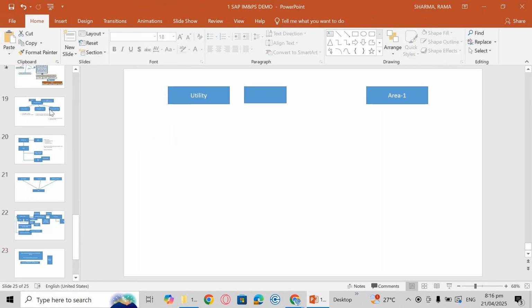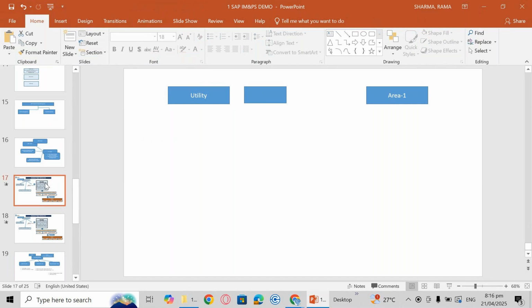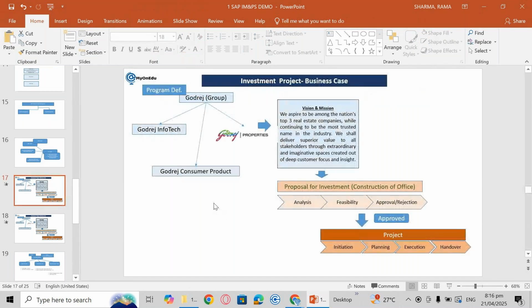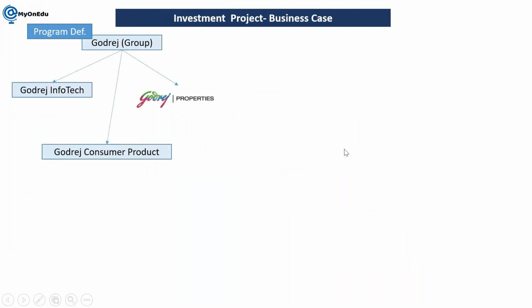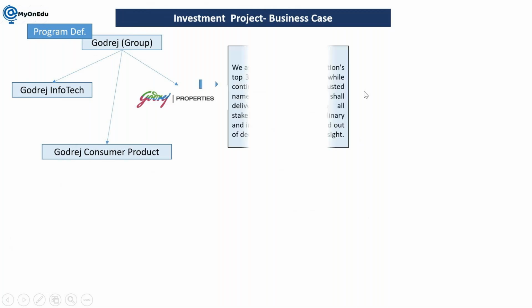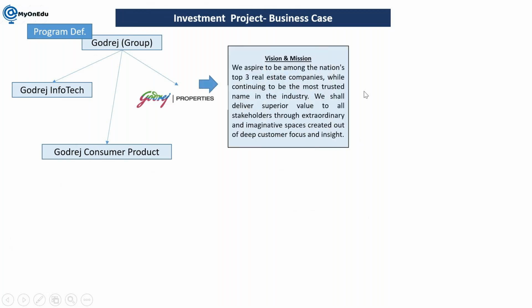Here I've taken an example of construction. This is one real estate company, the Godrej group of companies. It has some subsidiary companies, let's say Godrej Infotech, Godrej Properties, Godrej Consumer Products, and they have motives. When any company is going to be formed, it has motives for being formed.